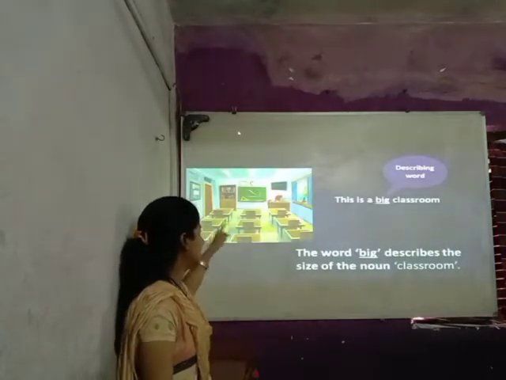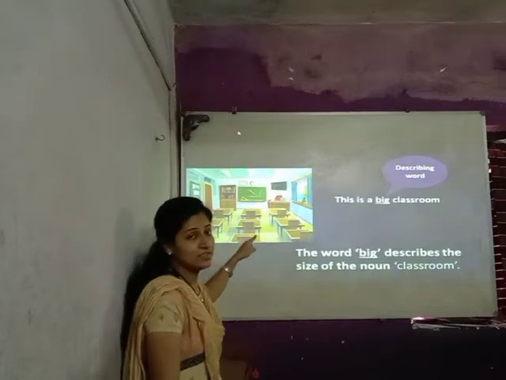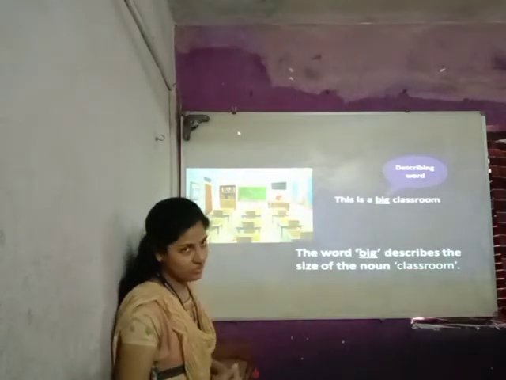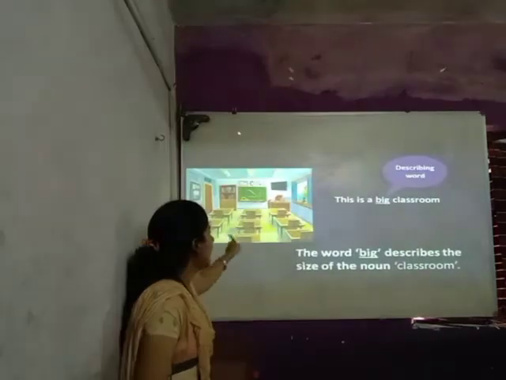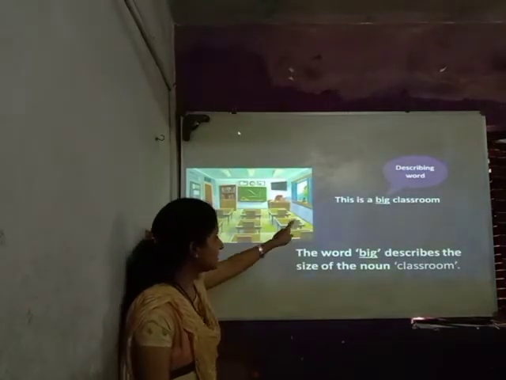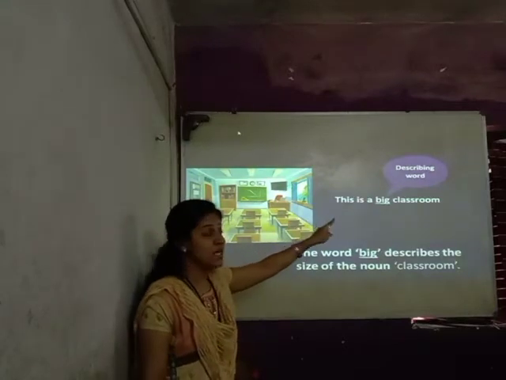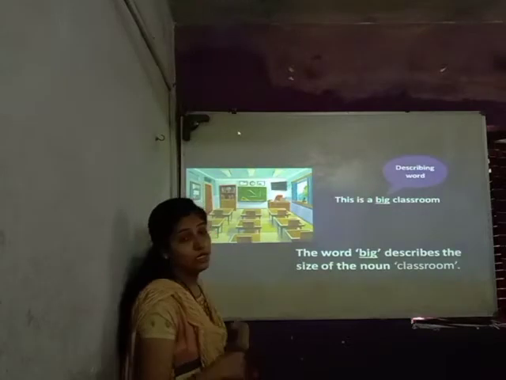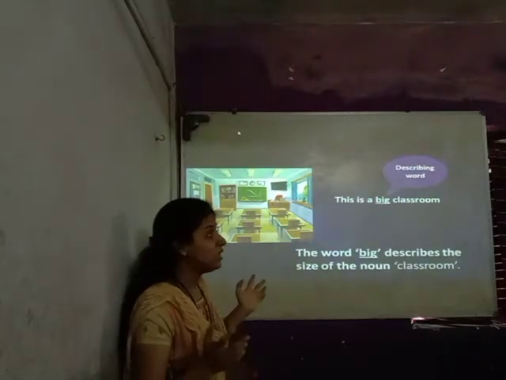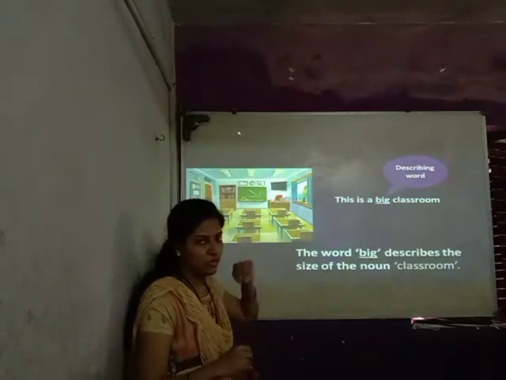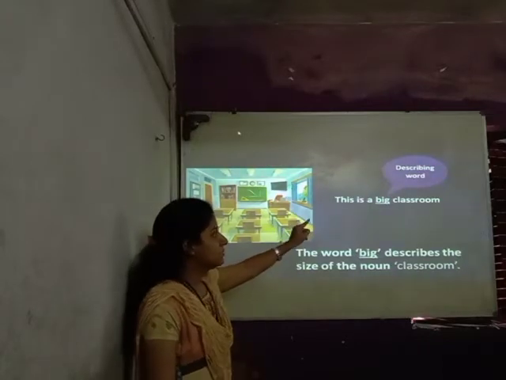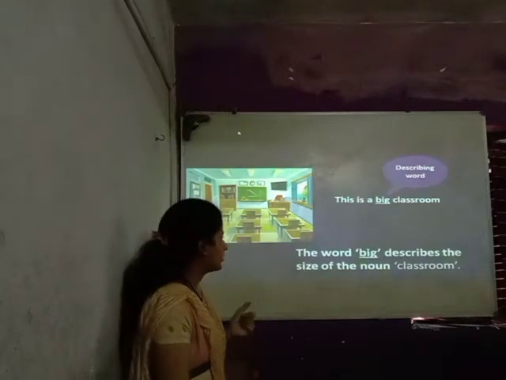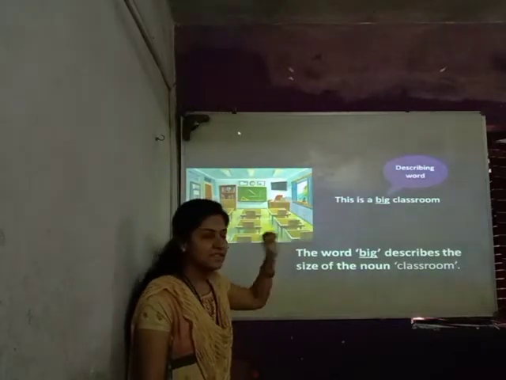Now, see what is in this picture? Yes, this is a classroom. You must have remembered it, and you must have missed it also. So, this is a big classroom. See this sentence. This is a big classroom. This classroom is there. But what is the size of it? Big or small? It is big. So, the word big describes the classroom. So, big is a describing word.